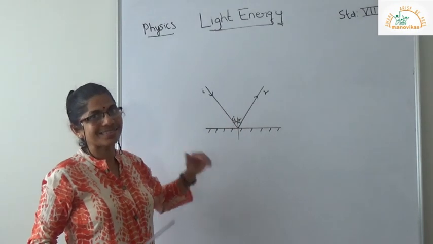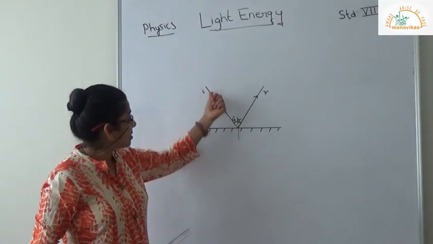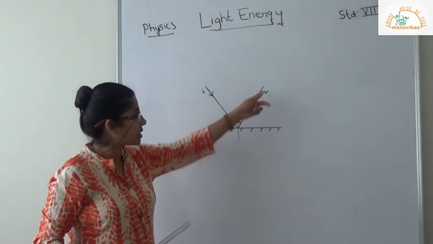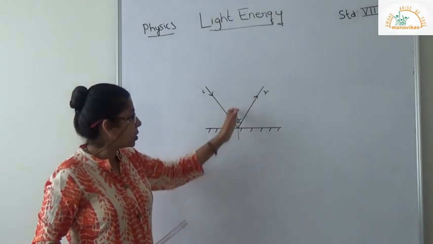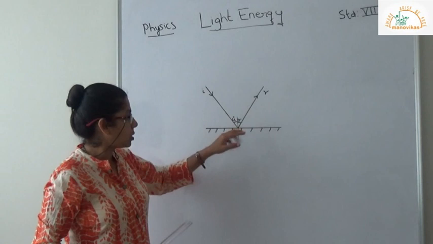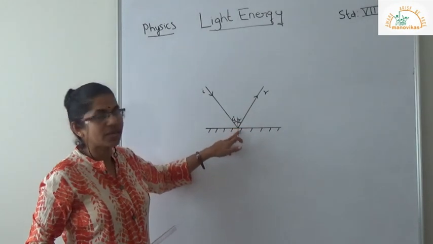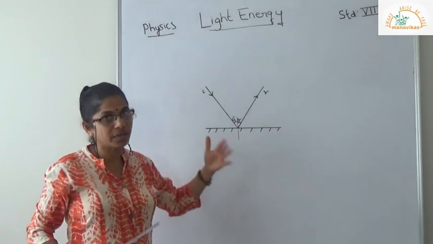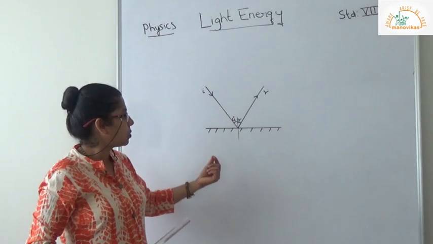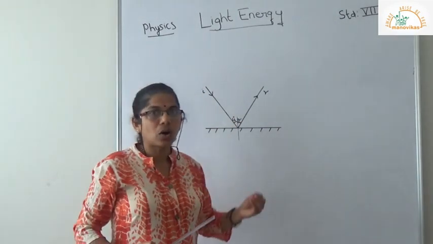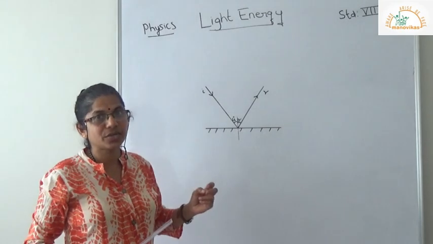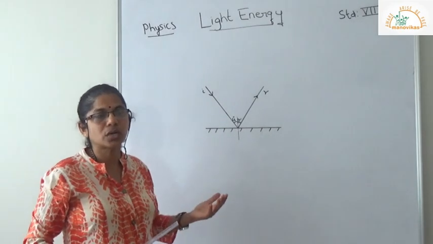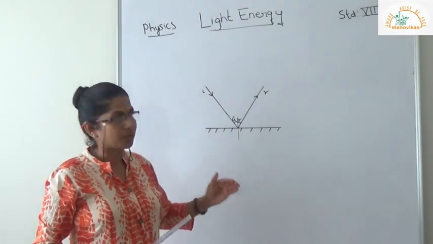The second law states that the incident ray, the reflected ray and the normal at the point of incidence all lie in the same plane. This is what you all have already learned. Right? Now I'm going to show you all how to locate the image of an object through a plane mirror. Alright?